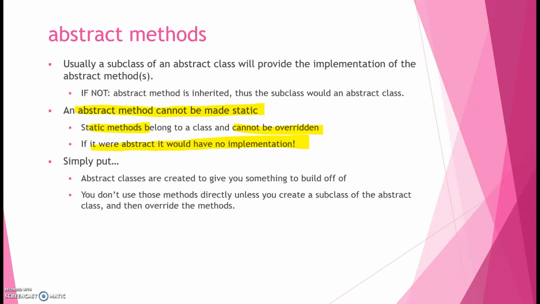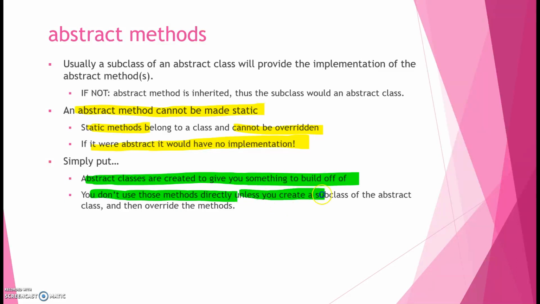It's not possible. So basically, let's kind of sum this up. Abstract classes are created to give you something to build off of. You don't use those methods directly unless you create a subclass of the abstract class and override the methods.